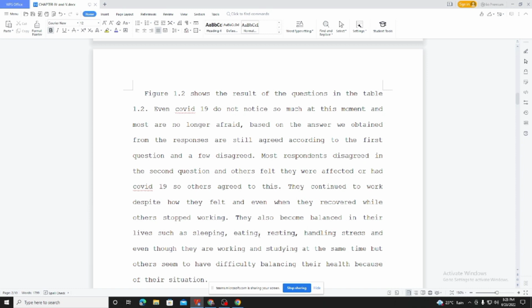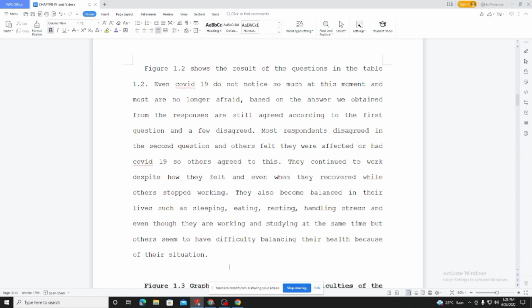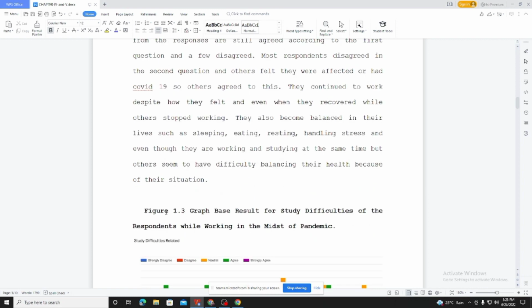They also became balanced in their lives such as sleeping, eating, resting, handling stress, and even though they are working and studying at the same time. But others seem to have difficulty balancing their health because of their situation. And next naman po si Kusi.